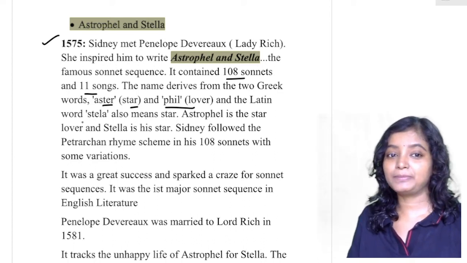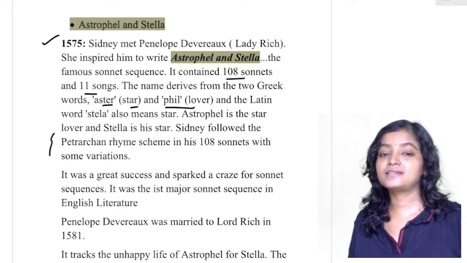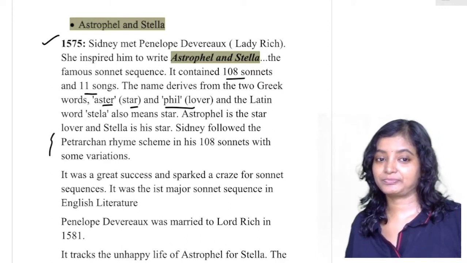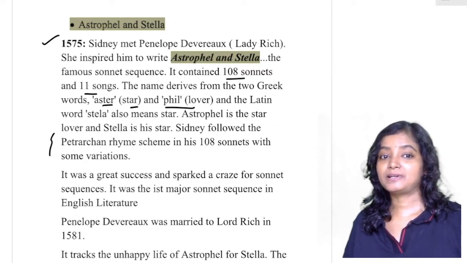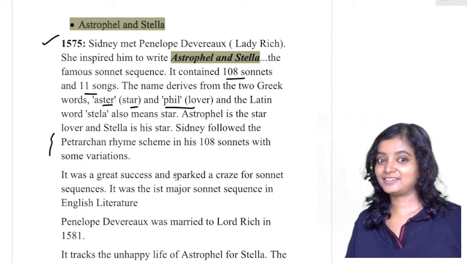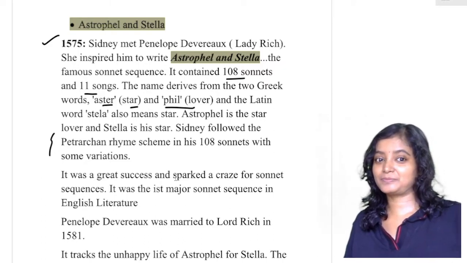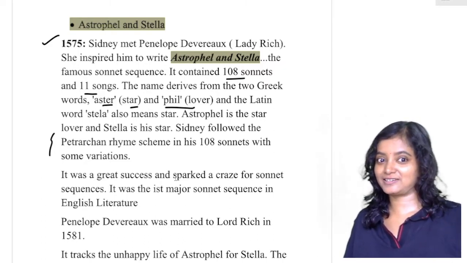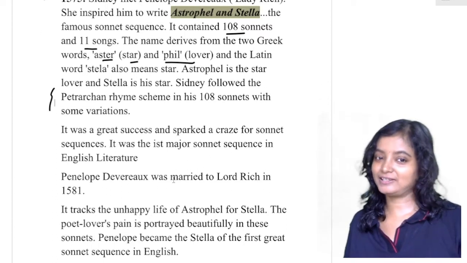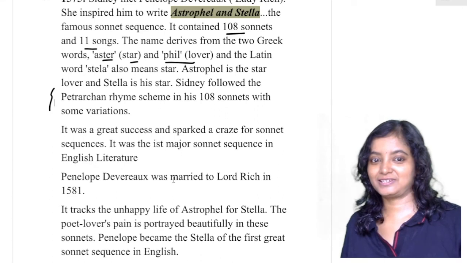Sidney followed the Petrarchan rhyme scheme in his 108 sonnets with some variations. Petrarchan rhyme scheme means what? I talked about sonnets in detail: Shakespearean sonnet, Spenserian sonnet, Petrarchan sonnet, octave and sestet. If you forget, then go to the sonnet series again.